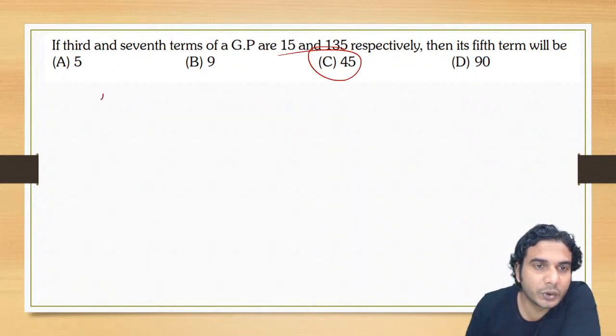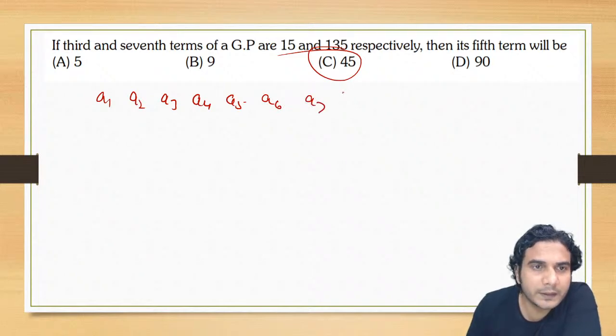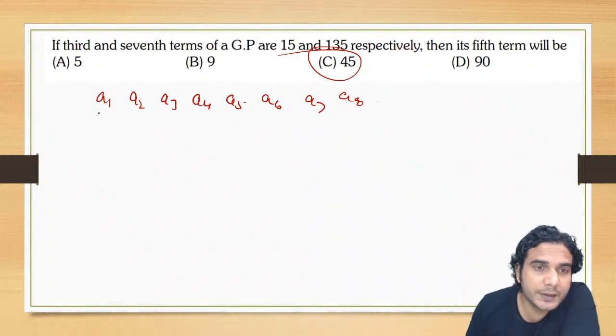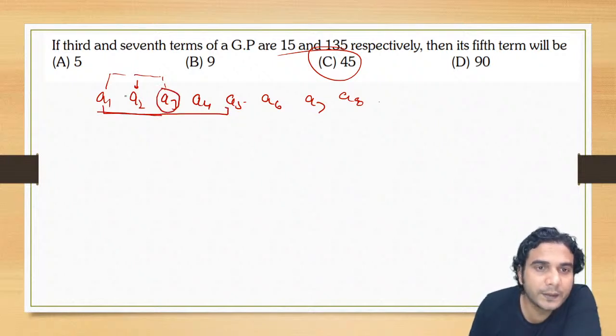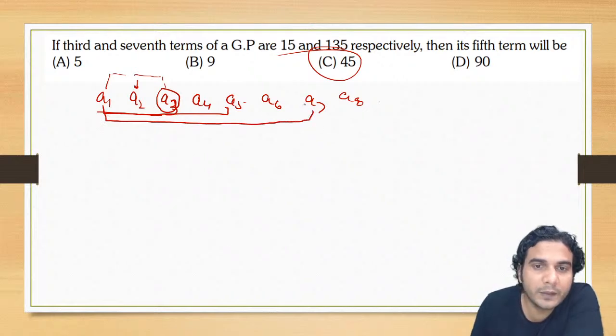Let's check. So if you take this sequence A1, A2, A3, A4, A5, A6, A7, how many terms are given? 7, A8, and so on. Let me tell you one thing. If you take these consecutive 3 terms, then the square of the middle term will be equal to first into third, right? Even if you take the first and fifth term, then the product of these will be equal to the square of the middle term, A3 square. Even if you take the first and seventh term, which is the middle term in this? A4 is the middle term.